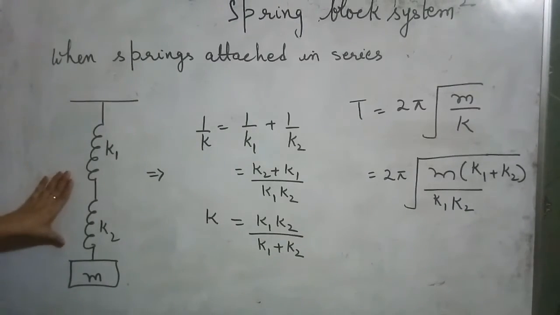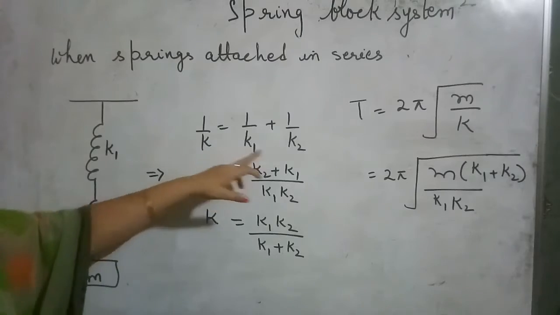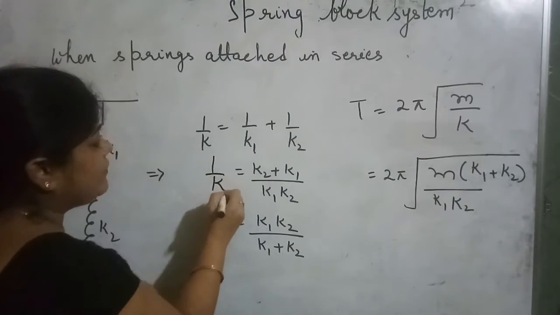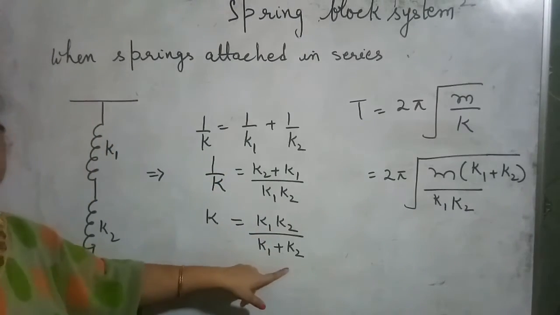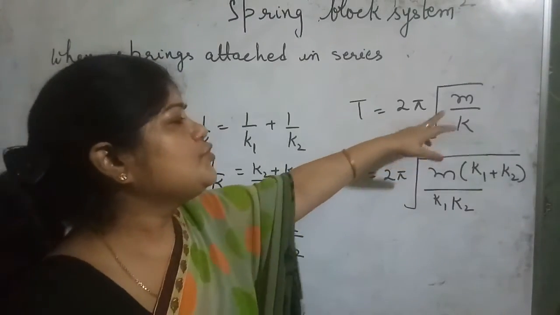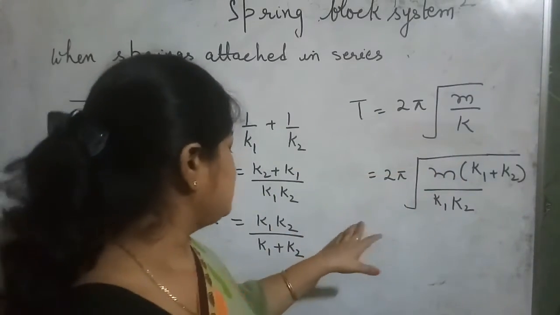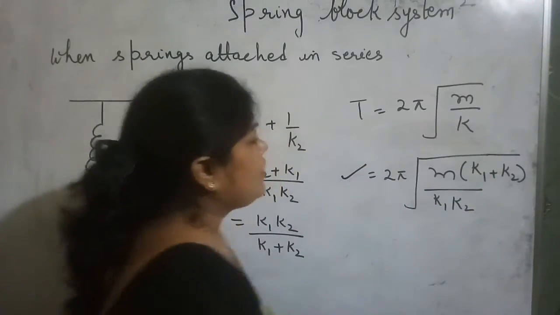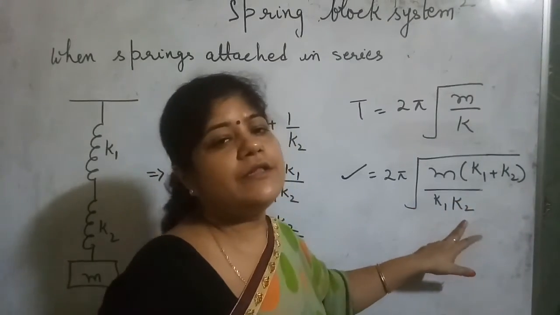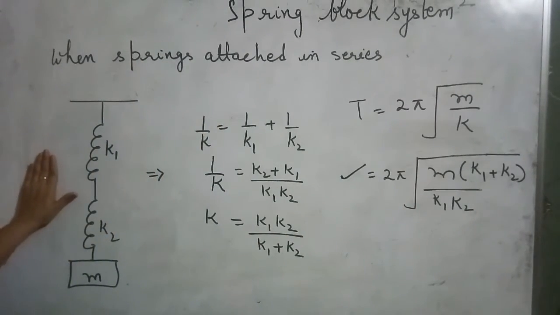Okay. So in case of series, the resultant force constant can be calculated by taking the reciprocals. So we get 1 over K equals K2 plus K1 by K1 K2. So when we find out the K, we have K1 K2 by K1 plus K2. And again we are applying our formula, time period for these types of oscillation, 2π under root m over K. Now after substituting the value of K in this, we get this formula for the case of the series, so we add up in the numerator and product in the denominator. So this is the main formula for when the springs are attached in series.